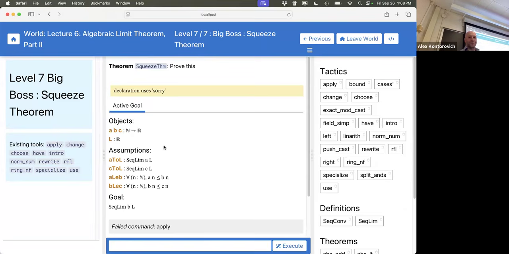Here's our situation. We have sequences A, B, and C. We have a real number L. We know that A goes to L. We know that C goes to L. We know that B is always lower bounded by A and B is always upper bounded by C. And we want to know that B goes to L.